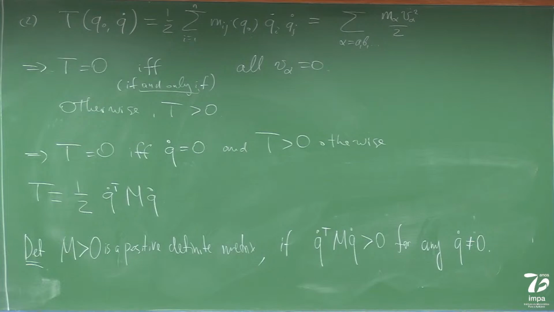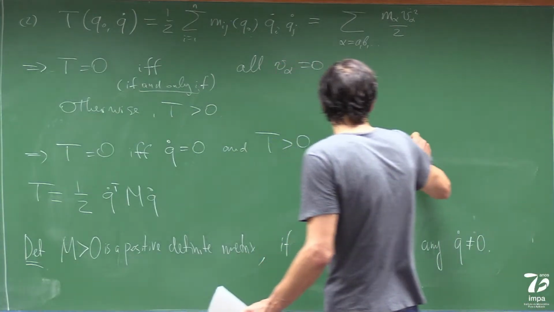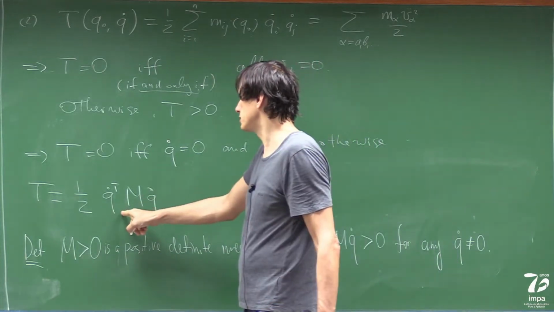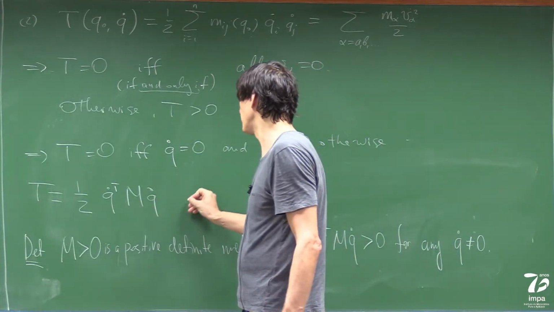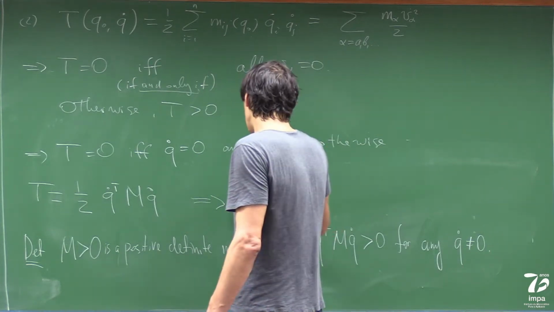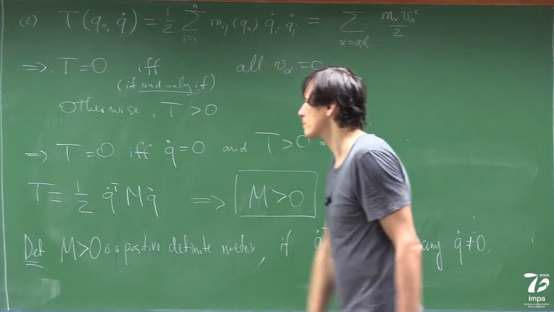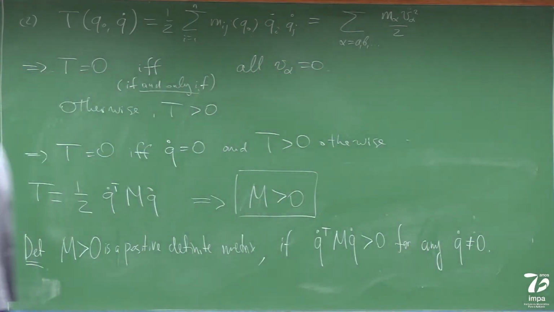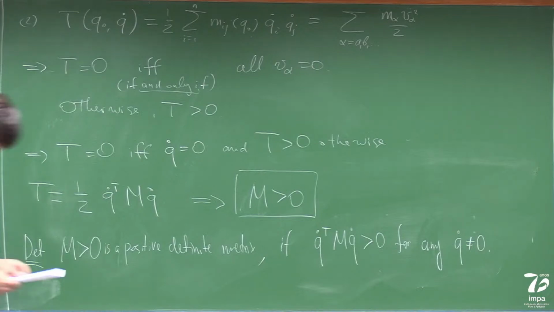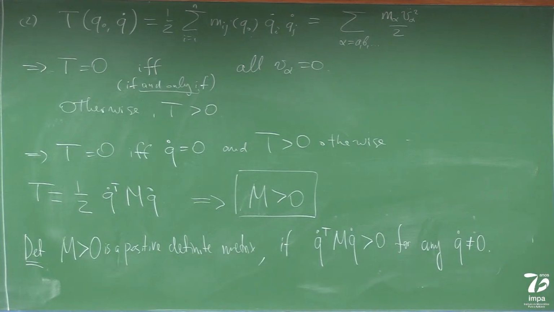Okay, so that's it. What we know from this property is that, since T is exactly the quadratic form divided by 2, that's our second property: the mass matrix is positive definite. So we have symmetry and positive definiteness. Good.